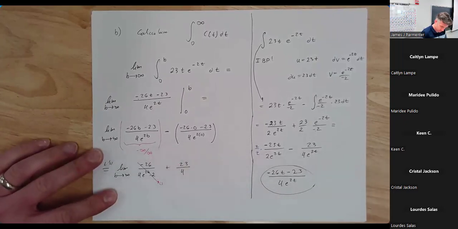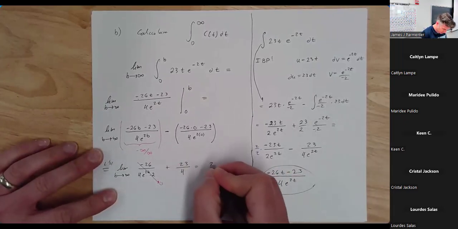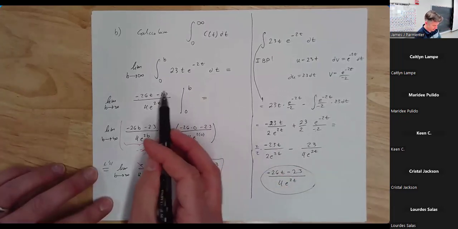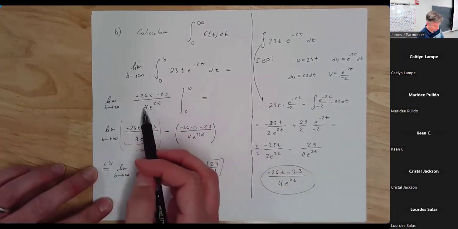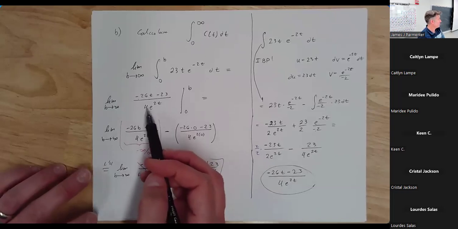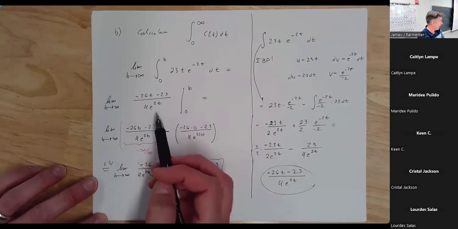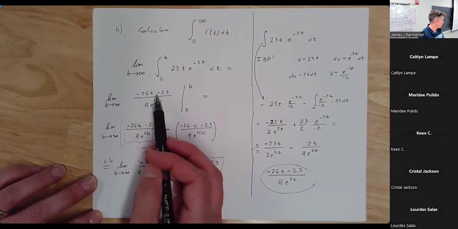Which hopefully isn't too surprising, as typically if you have a linear function over some exponential function, the exponential function is growing much, much faster than the linear function up here.